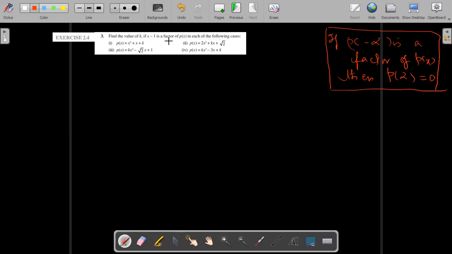Okay, so a similar condition is applied here: equating to 0, we can get the value of k, because in this question p(x) has one unknown constant k that we have to find out, and it is already given that g(x), for all the questions here, is x minus 1. So we can find x, put it here and equate to 0.